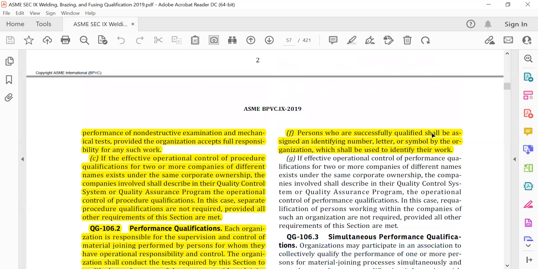Persons who are successfully qualified shall be assigned an identifying number, letter, or symbol by the organization, like W11, W1, W3, which shall be used to identify their work.